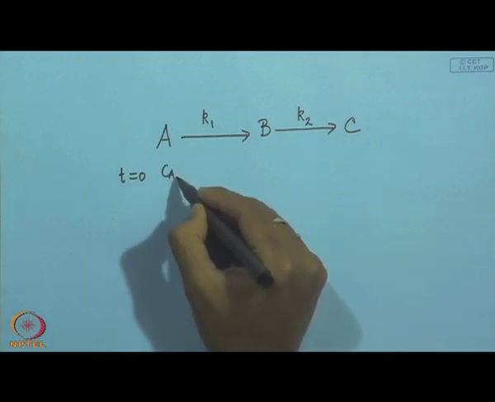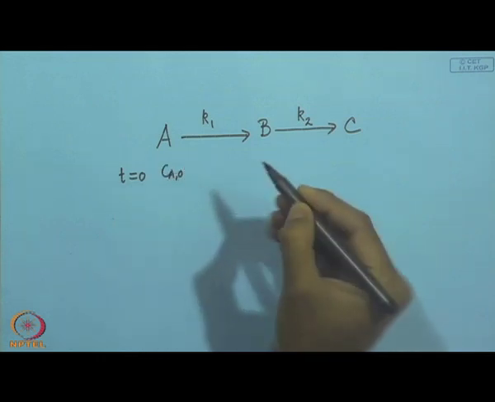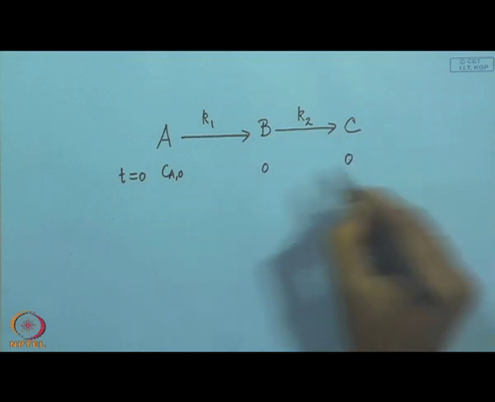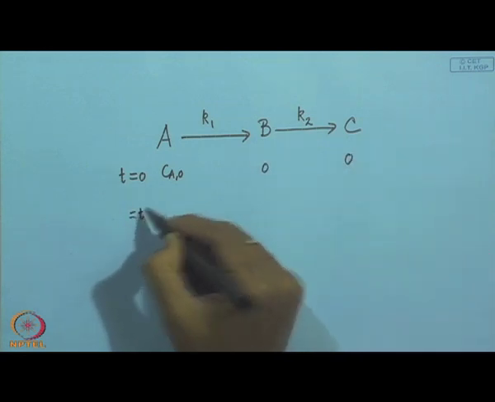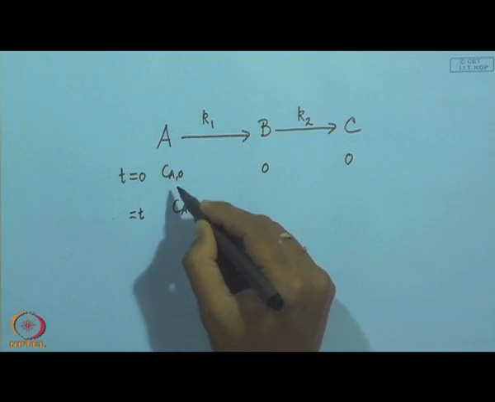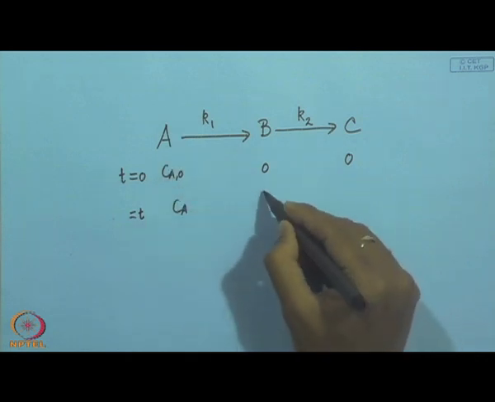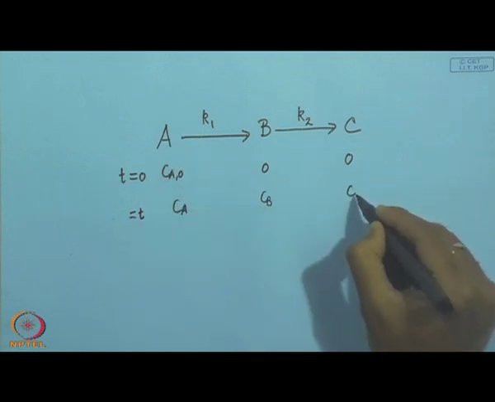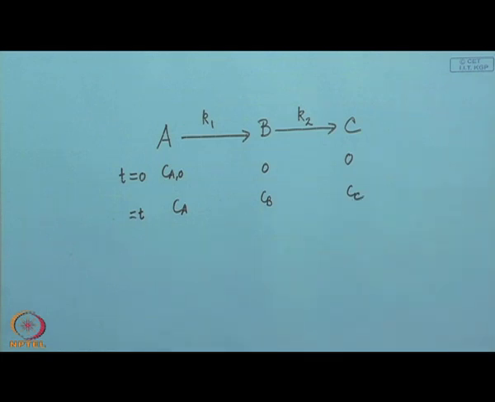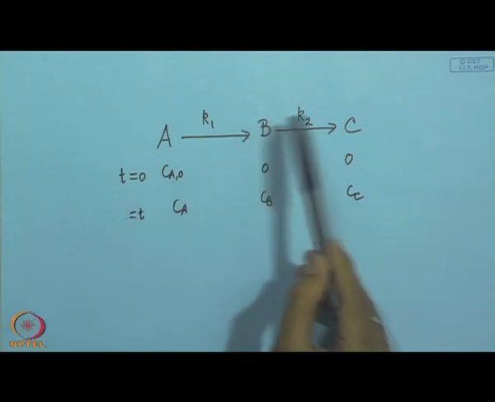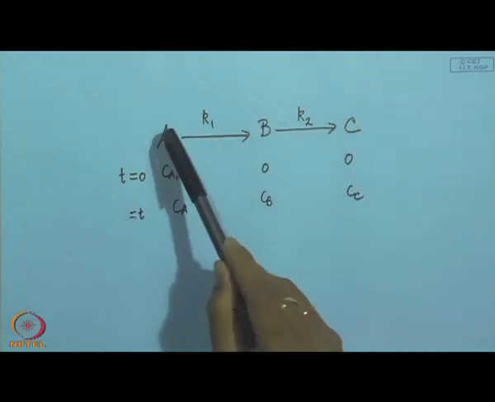Ca0, and this is 0, this is 0. At T equal to T, the concentration of A is Ca, and this is Cb, and this is Cc. So, this way the reaction will follow. At the very start, no B and no C is there, only A.